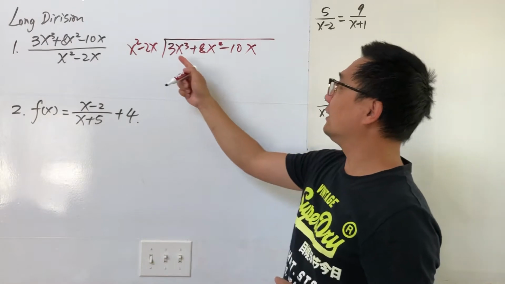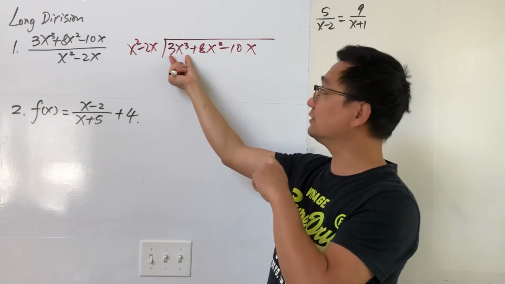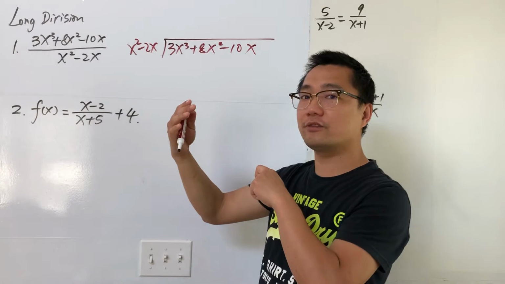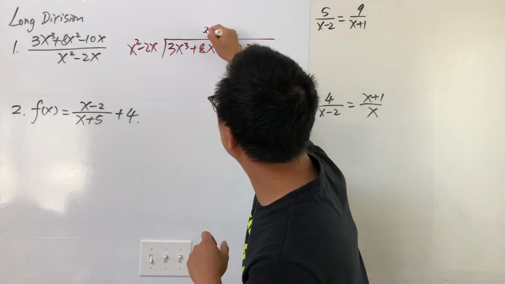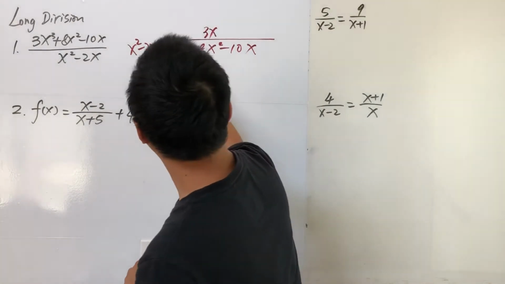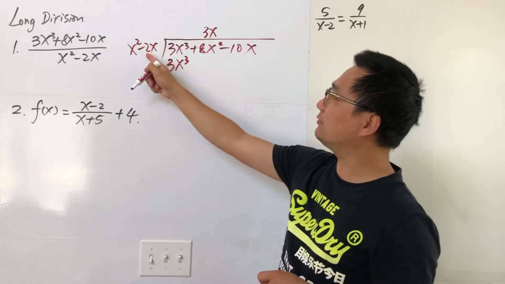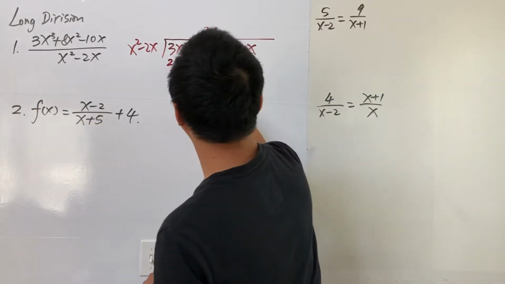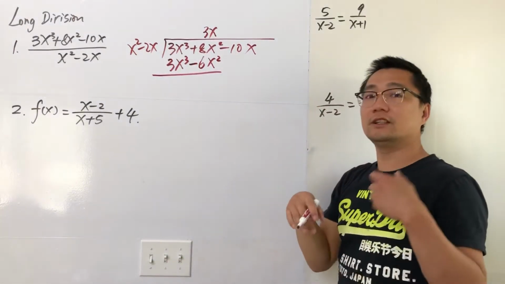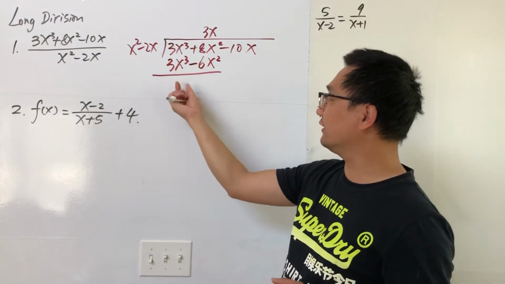Now the first step, you have to get rid of the first term inside the long division. That means inside is 3x cubed. So what do you have to times to get rid of 3x cubed? You have to times 3x, right? Because 3x times x squared is 3x cubed. And then 3x times negative 2x, you get negative 6x squared, okay? Now you need to do, as I told you, the subtraction. That means 3x cubed minus 3x cubed is 0 here.